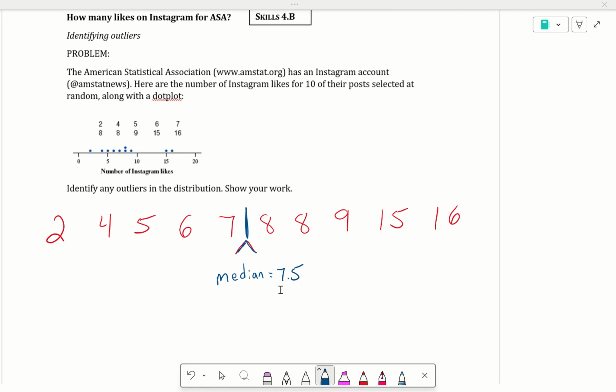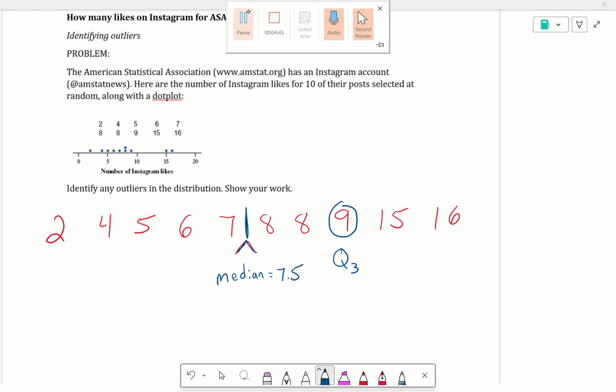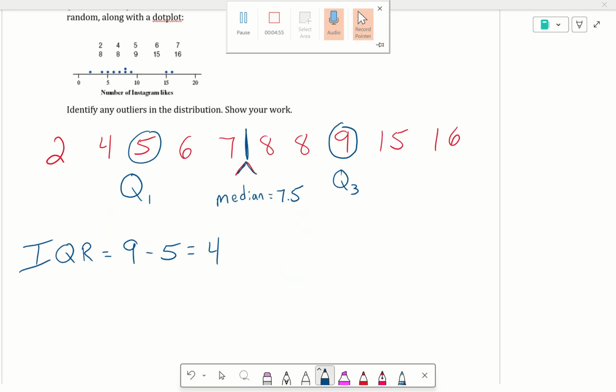From here, notice that the median was the mean of these two values, 7 and 8 here. So our top half, our top 50%, is 8, 8, 9, 15, and 16. So we're going to find the median of the top half. We do the same thing for the bottom half, 7, 6, 5, 4, and 2. So that looks like this. 9 is our third quartile, and 5 is our first quartile. Once we have the first and third quartile, we can find our interquartile range by subtracting, and we get an interquartile range of 4.